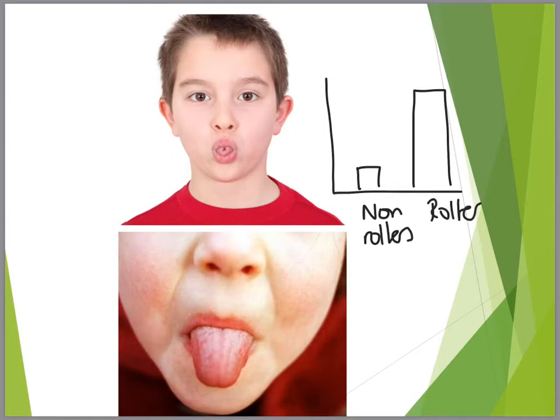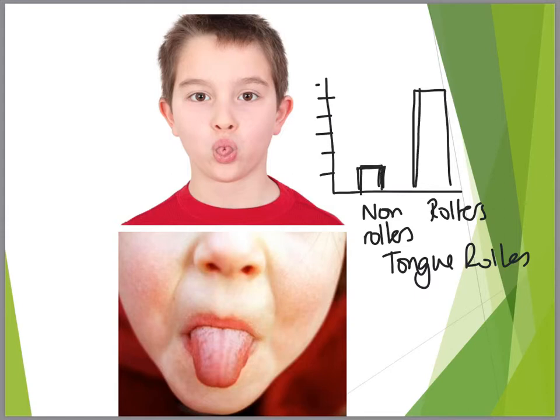So tongue rollers. I have the number of people up the side. There's no connection, there's no scale in this. And so we put a space. So it's not a histogram, it's a bar chart.